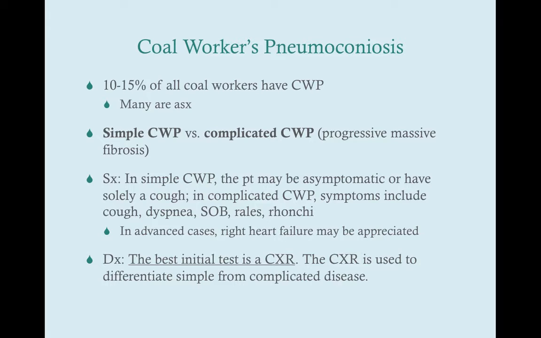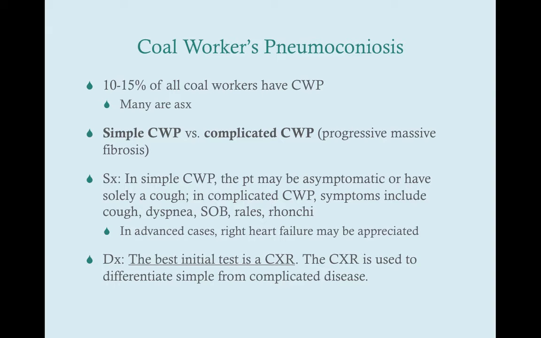However, 10 to 15% of all coal workers have coal workers' pneumoconiosis, and a lot of them are symptomatic to one degree or another. Again, like in silicosis, we divide this up into simple coal workers' pneumoconiosis and complicated coal workers' pneumoconiosis. And any complicated pneumoconiosis can also be called progressive massive fibrosis. And that makes sense because you're getting these scars in your lungs which are starting to join and coalesce, and so you're getting massive fibrosis.